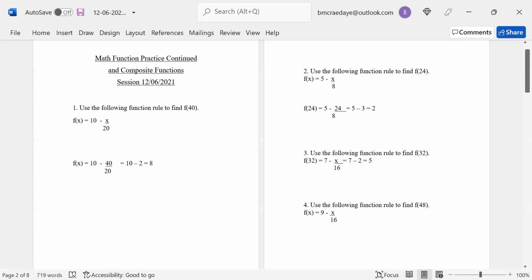Why do I get so nervous? I don't know. No, you're putting the 32 where the x is. So do the next one. Put the 48 where the x is. What's 48 divided by 16?